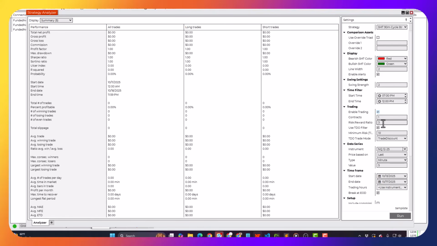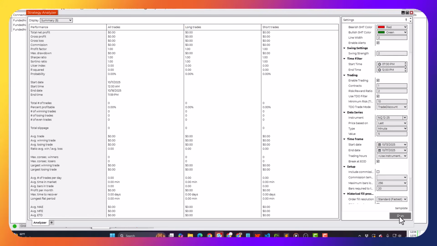We want 3-to-1 risk reward. We can change that. We can say we want 2-to-1 risk reward. We want one contract to see if it's profitable, and we want to trade in a discount, and we want to use the true day open as a filter. And yeah, well, let's run that. Let's see what we get.